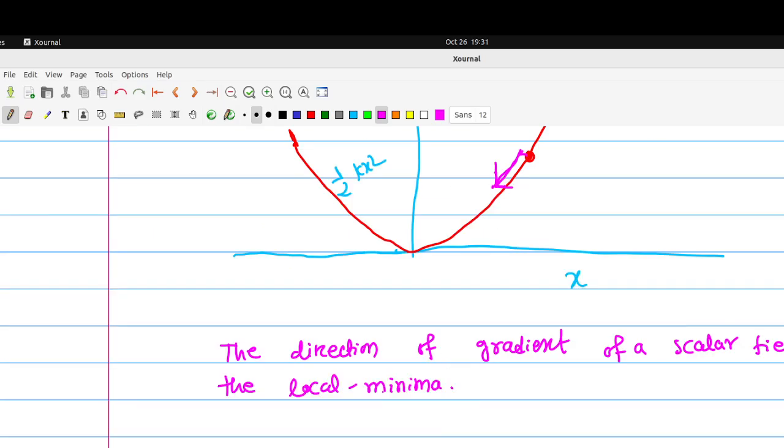Now I can say, okay, find the gradient of some function. That's not an interesting thing for you. But if I say, find the gradient of f of x, y, z, I'll say simply x square plus y square plus z square. Is this a scalar field? Why? Because it depends on the coordinates x, y, z and it has no direction. So this is a scalar field.